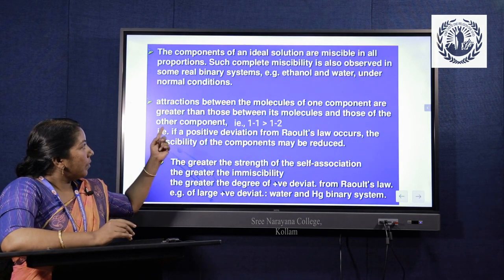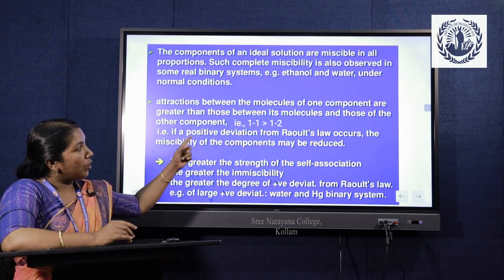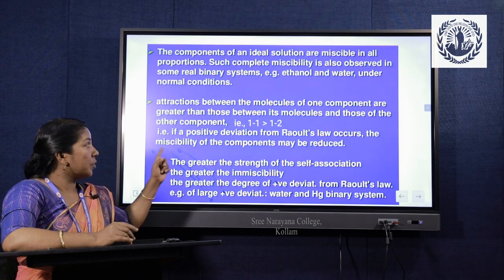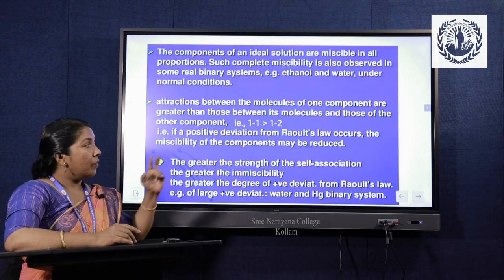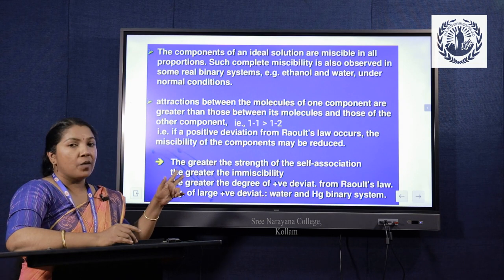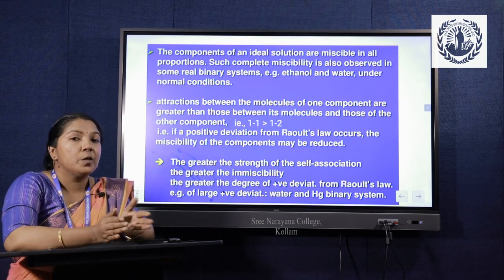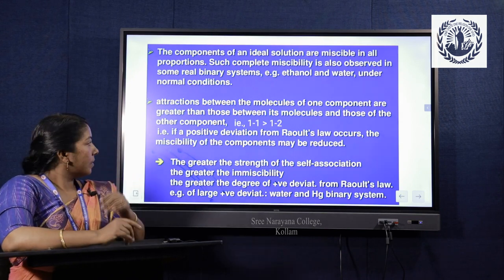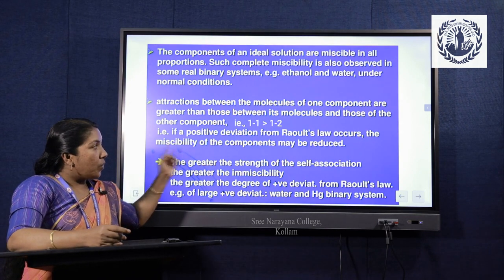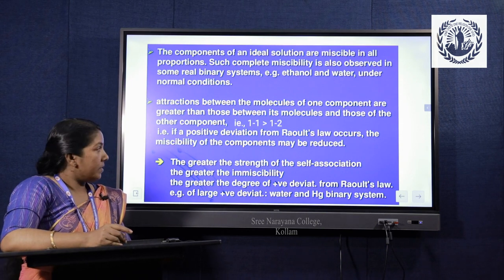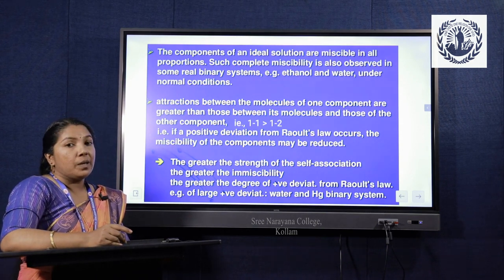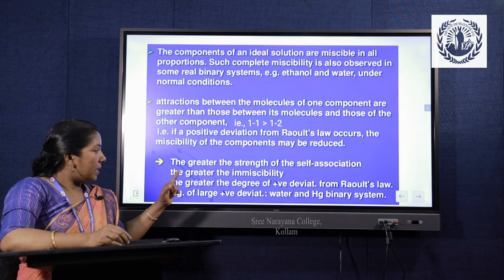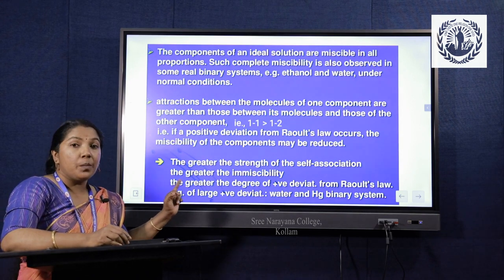Second, you should note that attraction between molecules of one component is greater than that between its molecules and those of the other component, or you can say 1-1 interaction is greater than 1-2 interaction. That means interaction between like molecules is much higher than between unlike molecules. So, if a positive deviation from Raoult's law occurs, the miscibility of the components can be reduced. Another point is that the greater the strength of self-association, the greater the immiscibility.